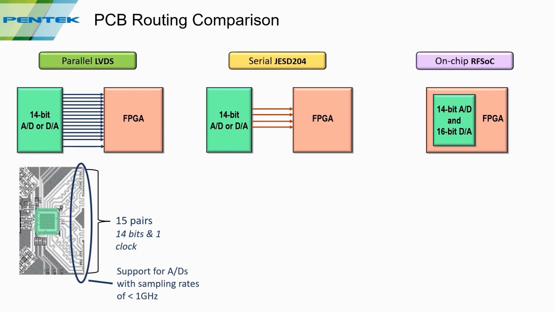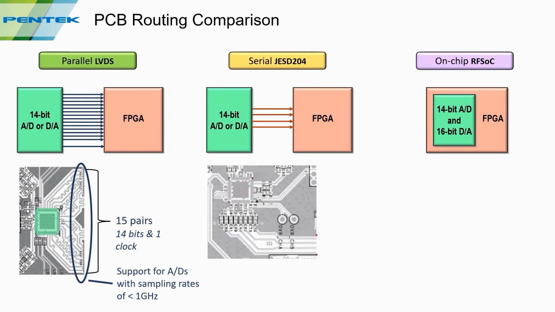This type of interface is limited to converters running at about 1 gigahertz, and I'll talk about that in a second. Okay, the PCB for a serially connected A to D looks something like this, with the A to D in the center, and in this case only 4 pairs of signals. But these are gigabit signal lanes, running at much higher speed, so they're moving as much data but with fewer pairs of wires. These can support converters up to the 10 gigahertz I mentioned earlier on the chart.